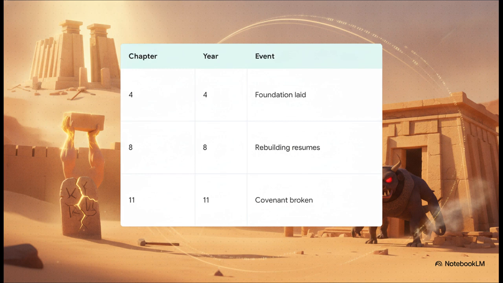Then, in chapter 11, aligning with year 11, the text describes a covenant being broken and a cutoff occurring, and that aligns perfectly with the beast entering the completed temple. It's wild. The events in these chapters perfectly mirror the 14-year timeline we saw earlier.